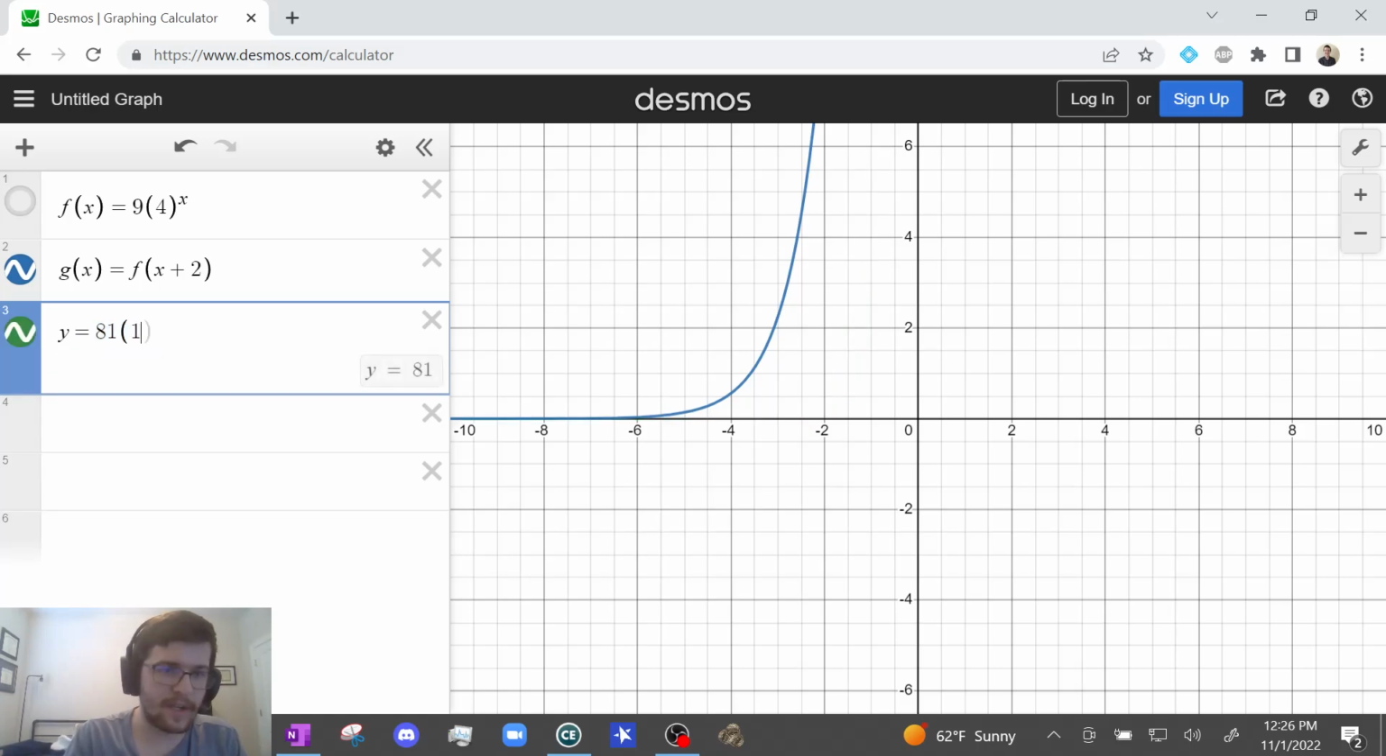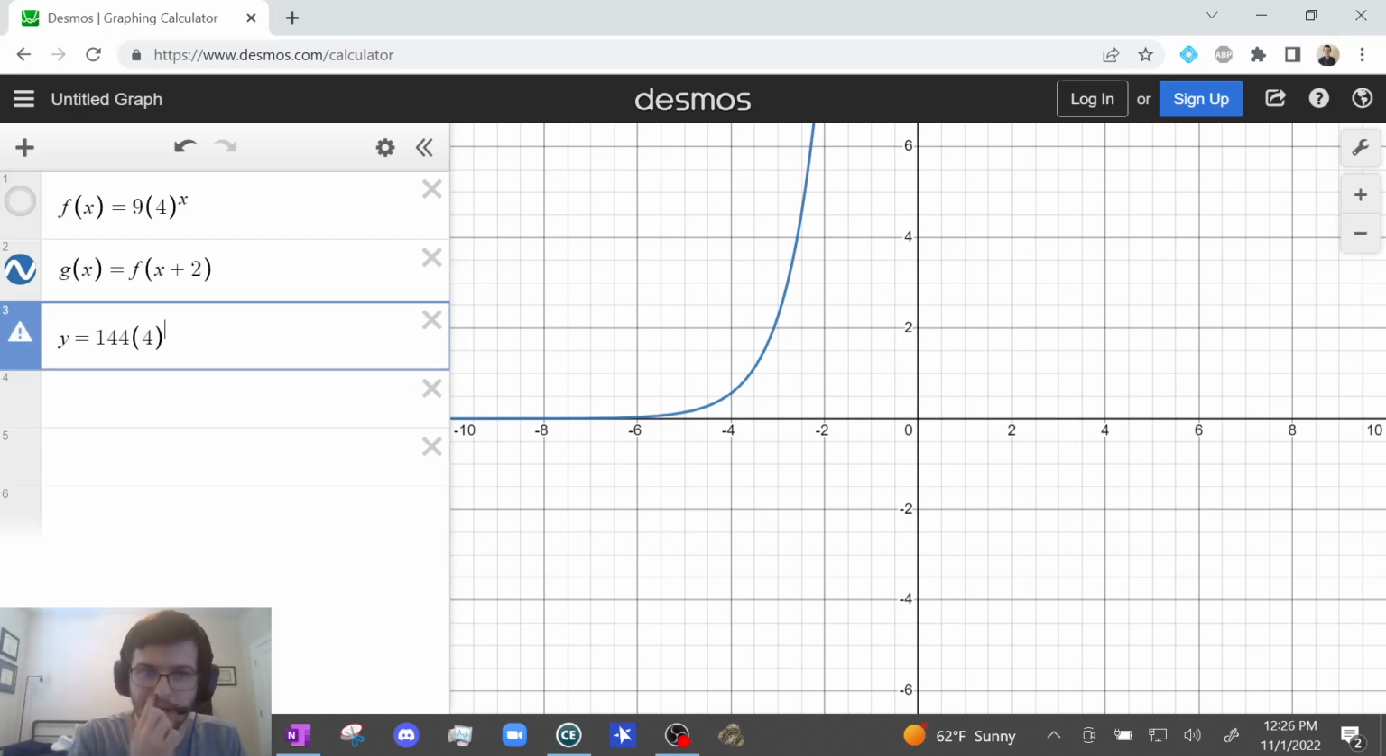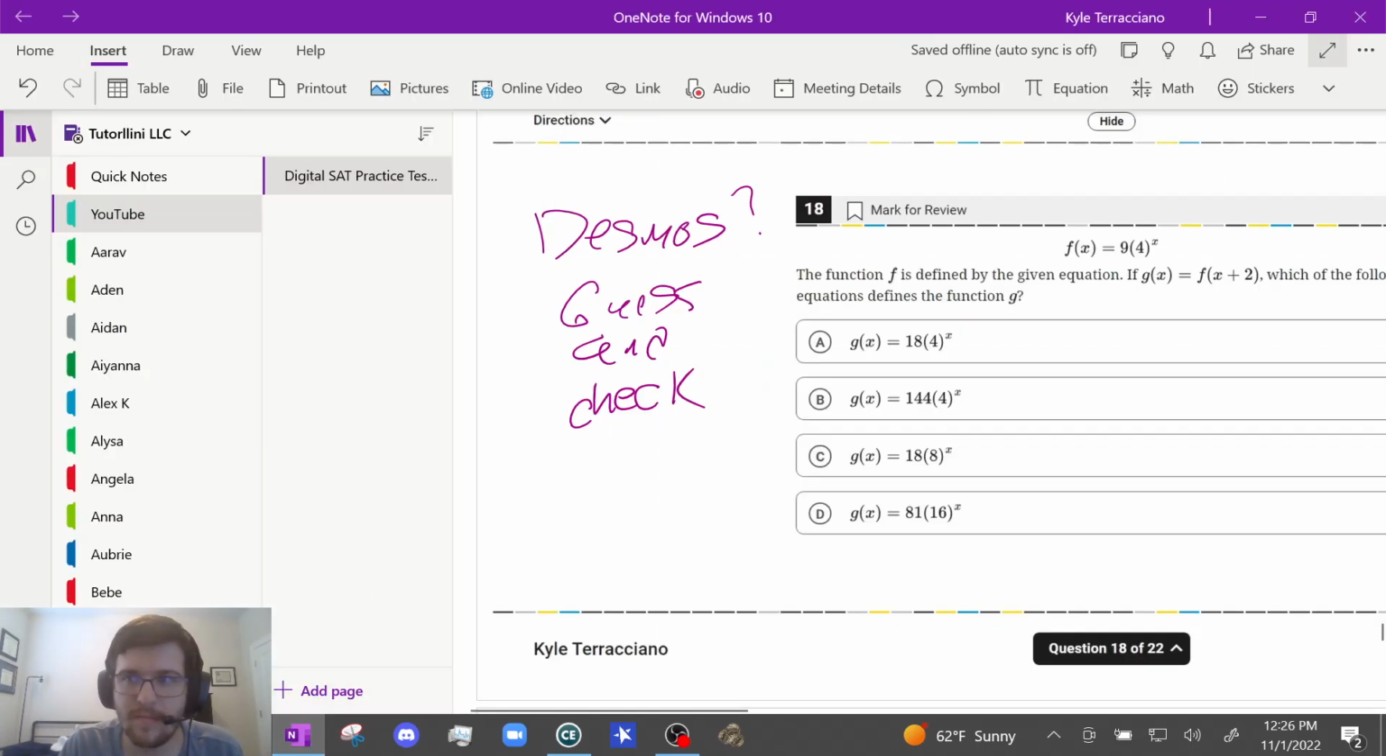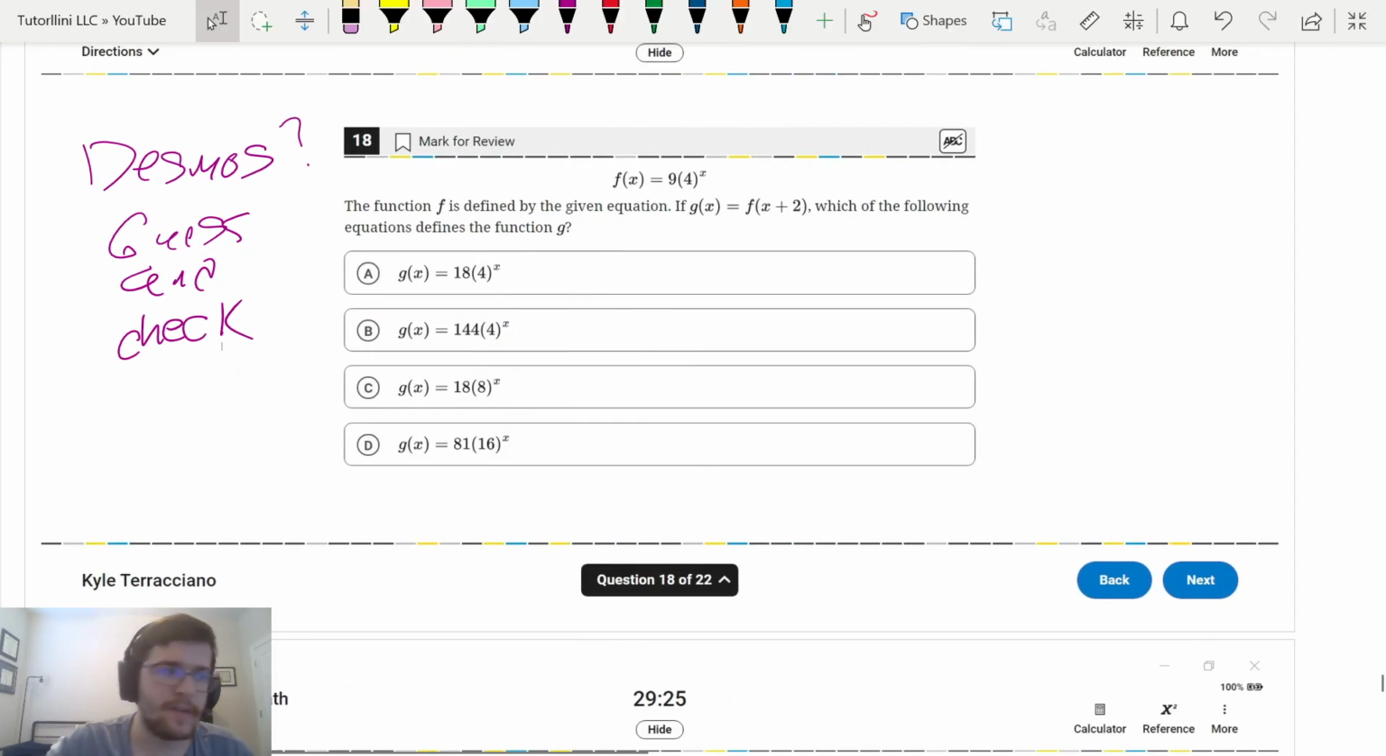And I'll do it one more time just to drive this home. And notice how I unshaded the f of x to make that easier to see. Okay, great. All right, so the answer is B. That is the right answer.